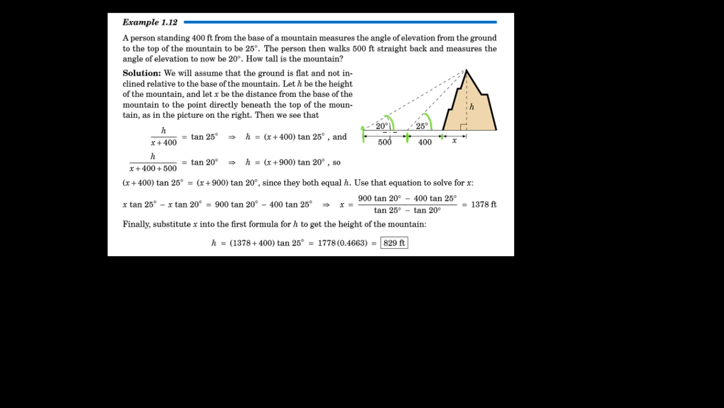They want us to calculate the height of the mountain, so we need to find h. Okay, so this is the unknown distance basically from the center of the mountain out to the edge of the mountain, which is kind of hard to calculate, right?